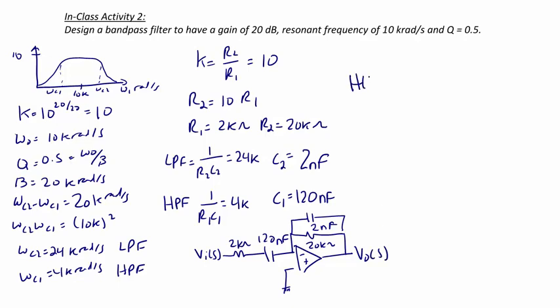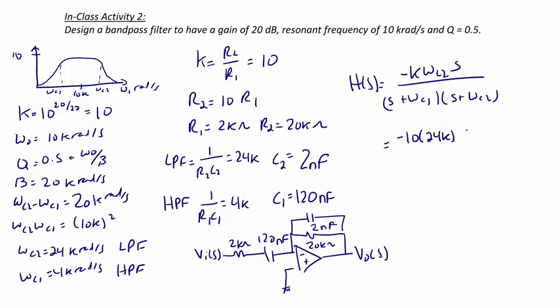The transfer function, H of S, is equal to negative K omega C2 S over S plus omega C1 times S plus omega C2, or negative 10 times 24K times S over S plus 24K times S plus 4K.